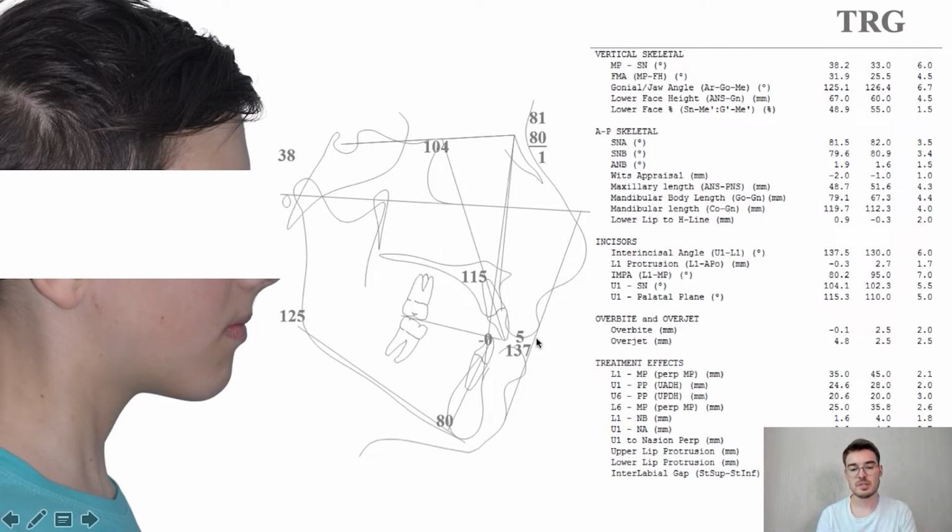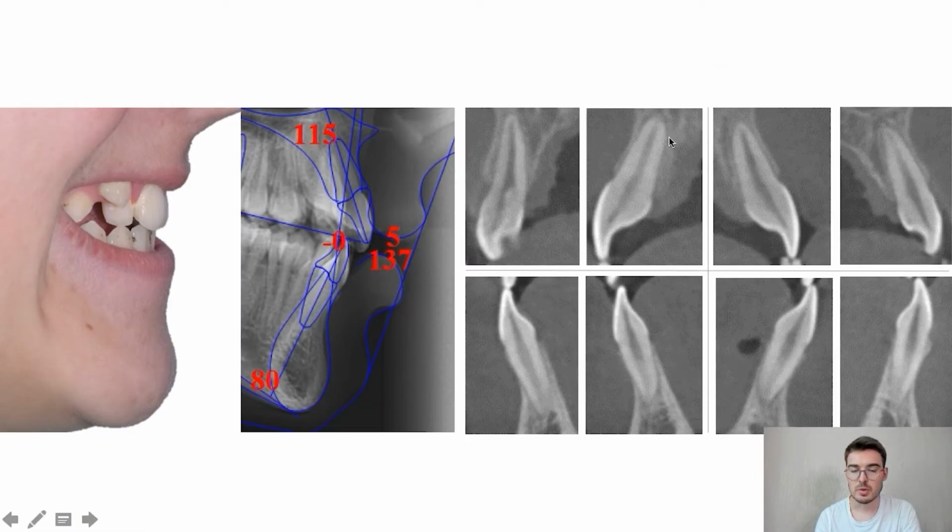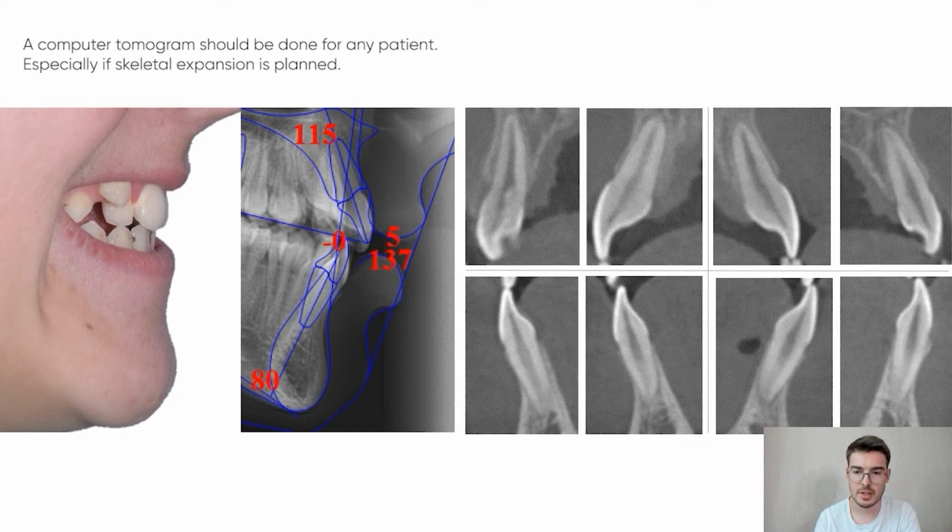The parameters do not correspond to the true class 3, but they indicate a tendency for it. These little nuances should be taken into account when planning treatment. So, to summarize, the boy has a tendency for a mesial bite and a vertical growth. Now, CBCT scans. CBCT is an extremely important diagnostic tool, especially for patients who are planning to use Marpe or any other skeletal extension. In fact, for any patient who undergoes any orthodontic treatment.